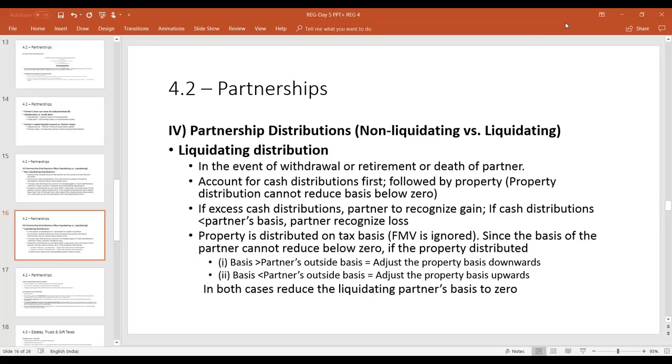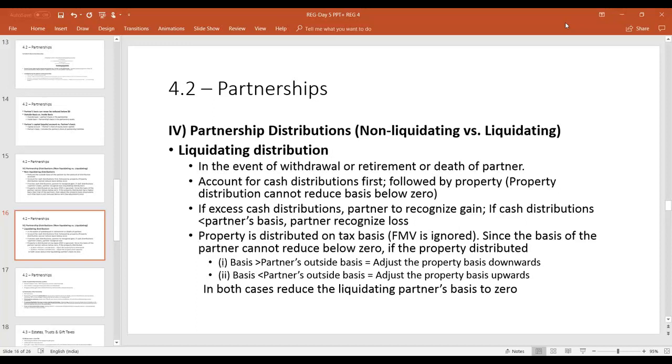And loss you will recognize because it's liquidating. You are ending your relationship with that particular partnership. So there are no more distributions or no more transactions. So if there is only a cash distribution, then there is a gain or a loss to recognize. But if there is a property distribution, again similar to non-liquidating, it cannot result in a gain or loss situation, and it cannot reduce the partner's basis below zero.